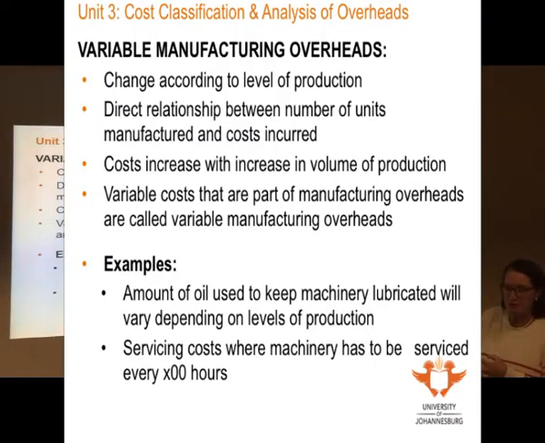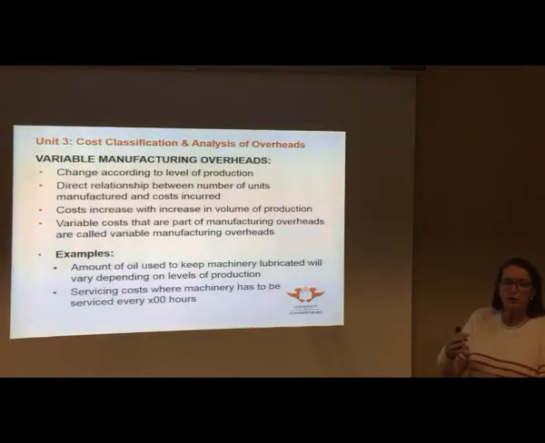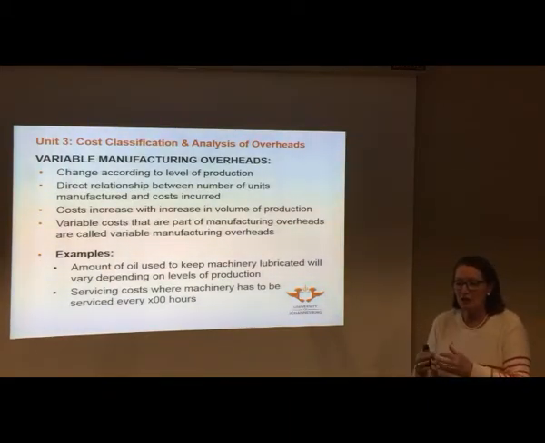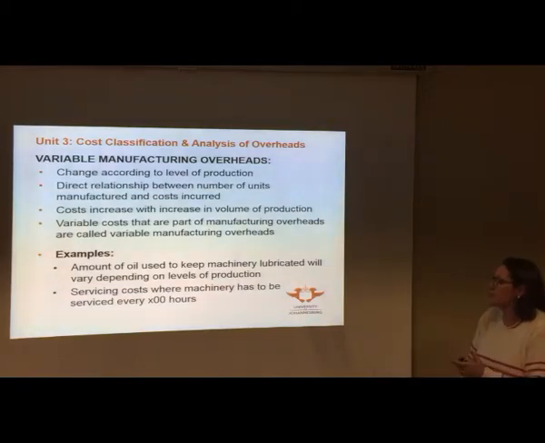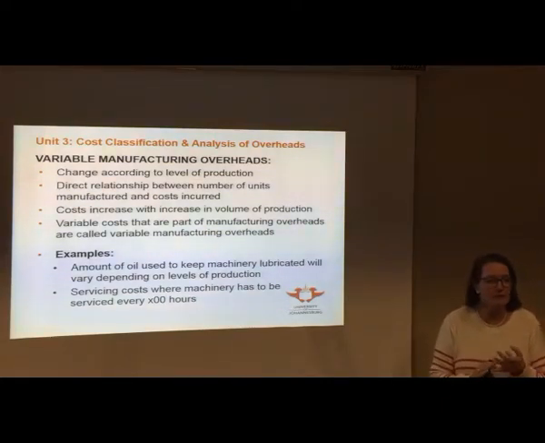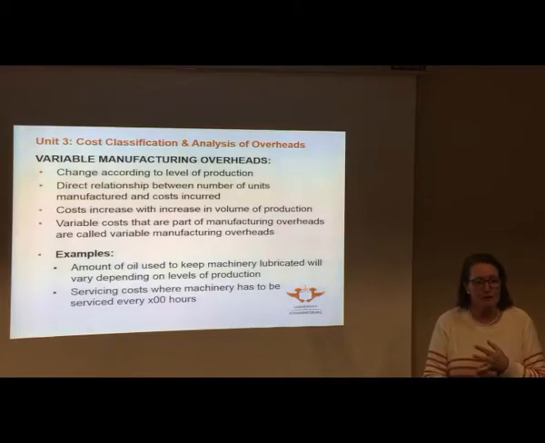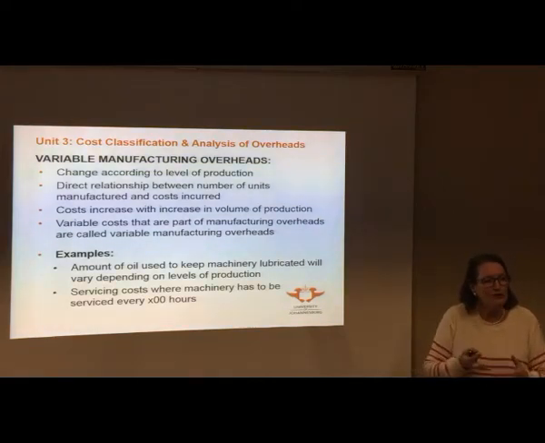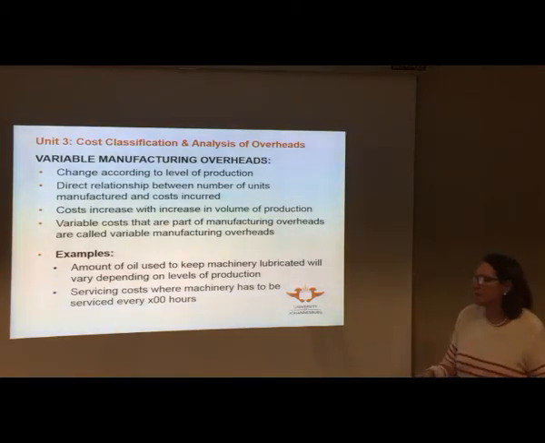Okay, variable manufacturing overheads change according to the level of production. So the more units you produce, the more denim you're going to use, the higher your variable costs are going to be in total, but they will still remain constant per unit. And we also have variable costs that are part of manufacturing overheads. So what we have to do, we know direct materials and direct labor are variable costs, but manufacturing overheads, we have to split into the fixed component and the variable component in order to know how to allocate them to the units that we've produced. And that's what we're going to be looking at tonight, how to allocate the manufacturing overheads to production.